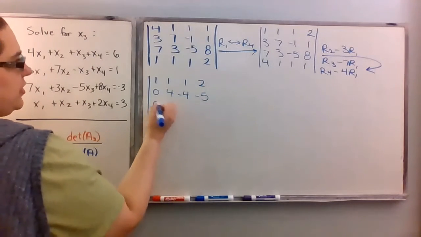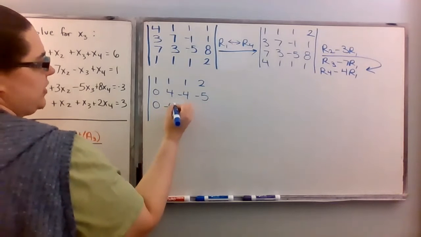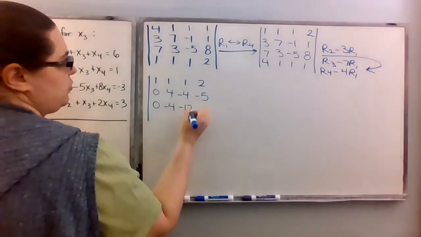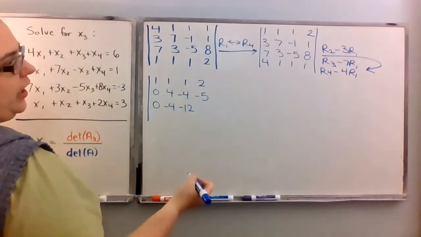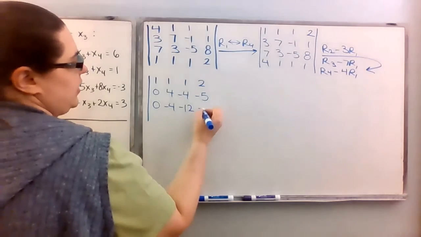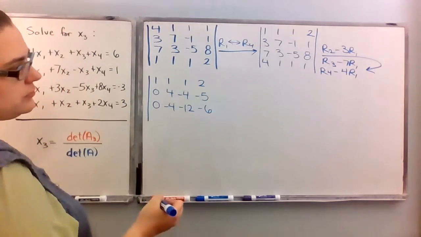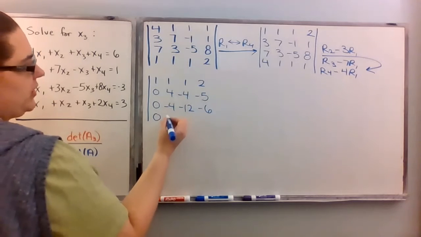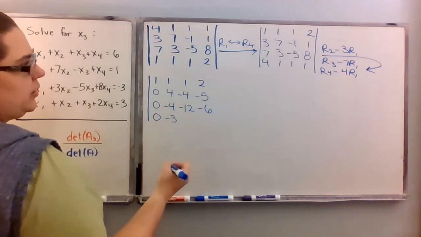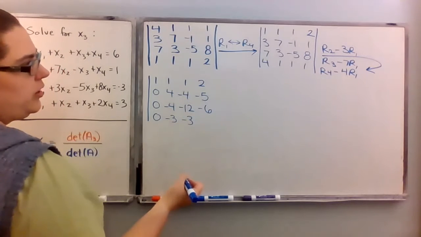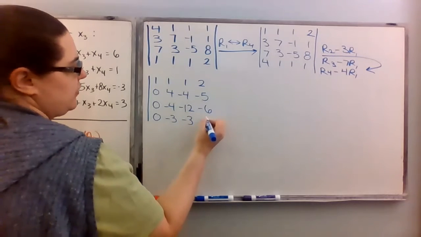7 minus 7 is 0. 3 minus 7 is negative 4. Negative 5 minus 7 is negative 12. And 8 minus 14 is negative 6. Then 4 minus 4 is 0. 1 minus 4 is negative 3. 1 minus 4 is negative 3. And 1 minus 8 is negative 7.